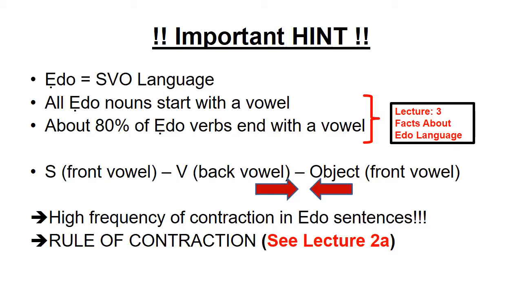Diphthongs are sounds that are made by gliding from one vowel sound to another. There are some diphthongs in Edo language, and that is where the rule of contraction does not apply. So we actually pronounce the two vowels, the vowel at the end of the verb and the vowel at the beginning of the object. But most of the time the rule of contraction applies. So this is just something I wanted to quickly explain to you guys.